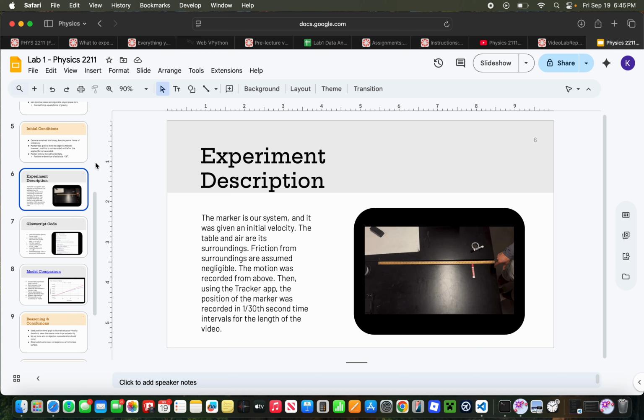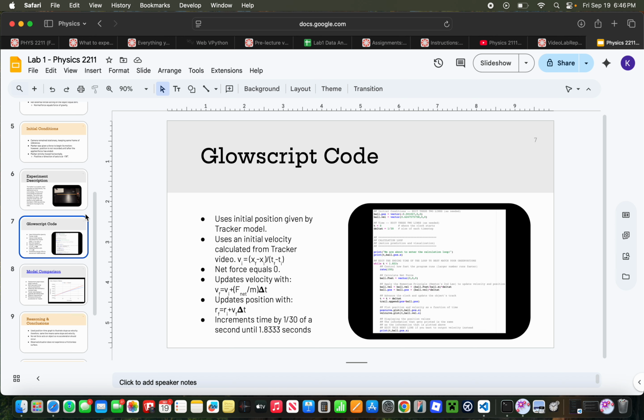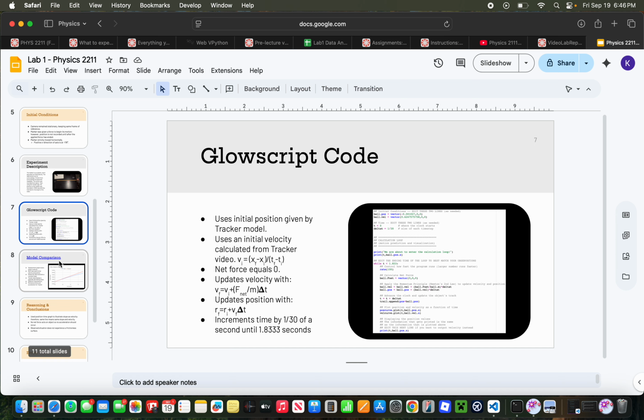Then using the Tracker app, the position of the marker was recorded in 1/30th second time intervals through the length of the video. And then our GlowScript code used the initial position given by the Tracker model and the initial velocity calculated from the Tracker video, where it is change in x over change in t. And then our net force equals 0. And then we update our velocity using the momentum principle, and then we update our position with initial position plus velocity times change in t, and we increment the time by 1/30th of a second until 1.833 seconds.